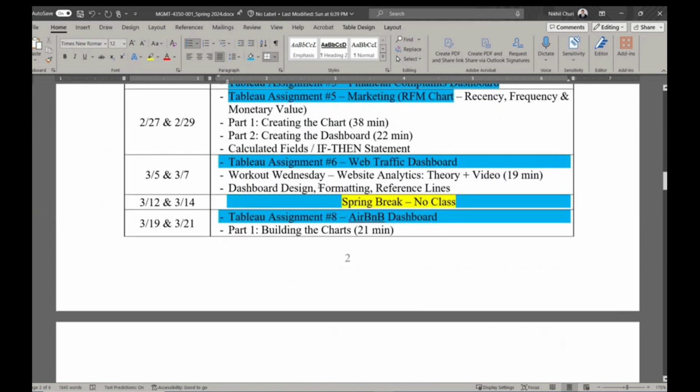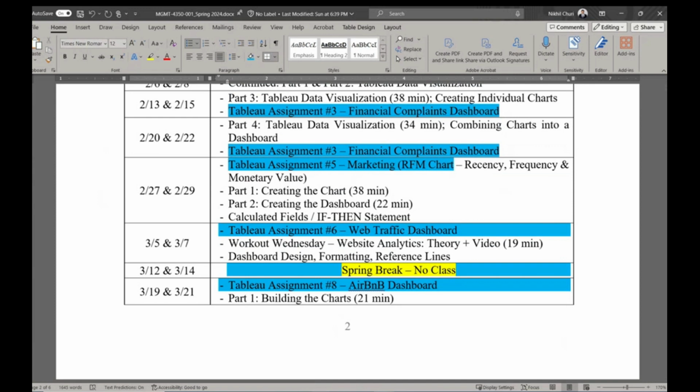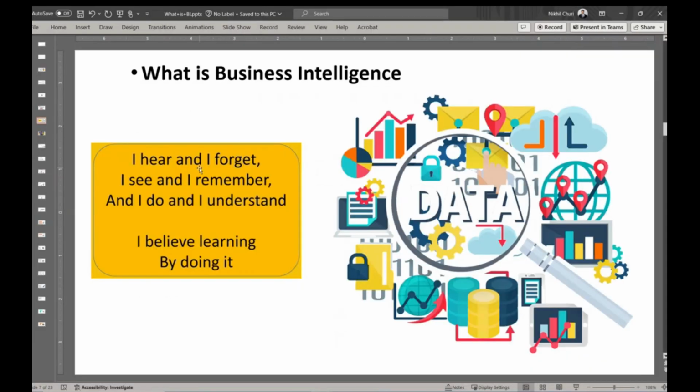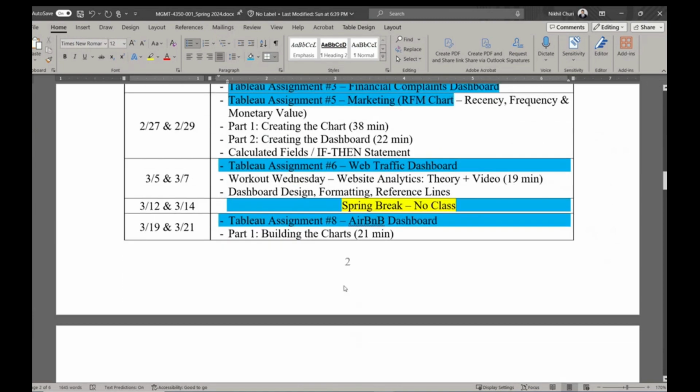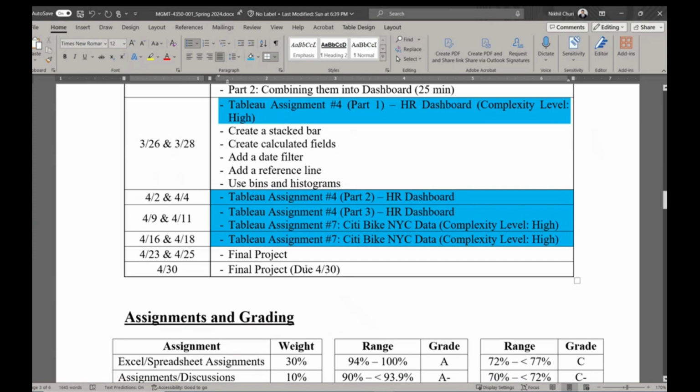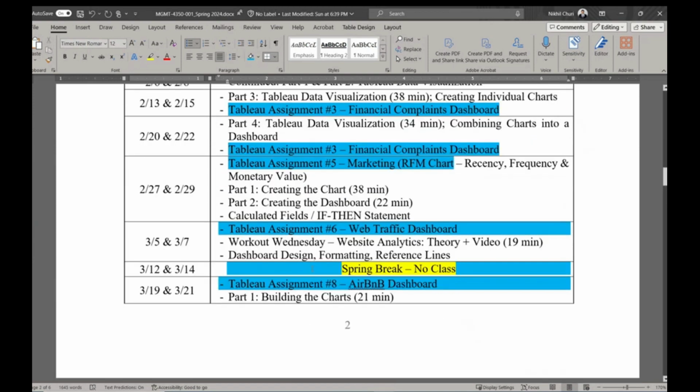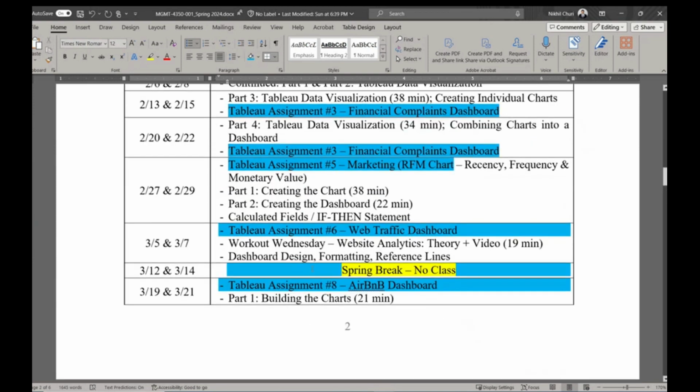This class is more hands-on, and in this lecture slide I have clearly mentioned a statement taken from some educator: I hear and I forget, I see and I remember, and I do and I understand. So I strongly believe in learning by doing. This class is completely hands-on. At the end of this class, we must have completed 8 assignments using Tableau and the ninth, a project. This should be very good practice for all of you to get good hands-on experience.